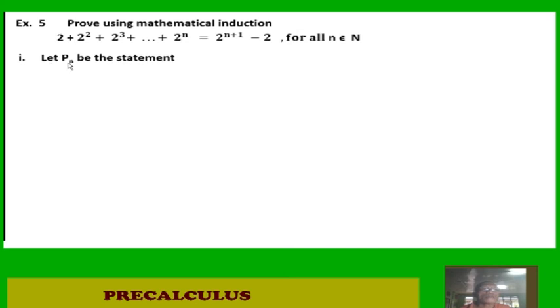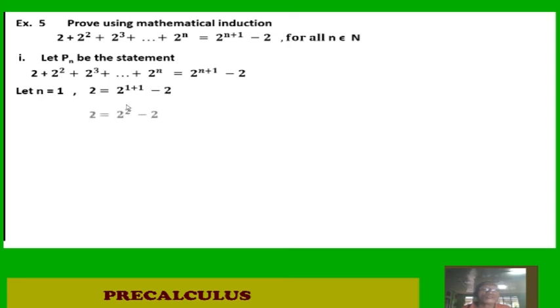First step, let P of n be the statement. This statement becomes P of n. Then, our usual step, n equal to 1. So take 2 down and replace n with 1. So 2 to the power of 1 plus 1 minus 2. Simplify this one. 2 squared is 4. 4 minus 2 is 2. So that is true. The left is equal to the right.